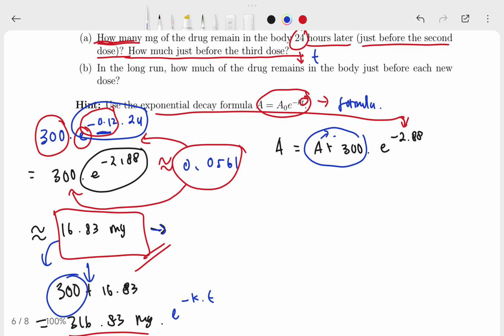Okay, let's just count this one, just like normal calculations.